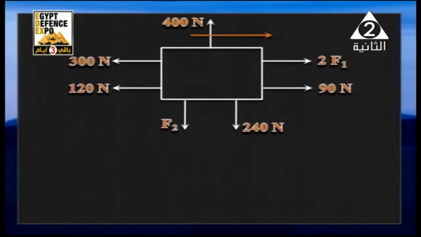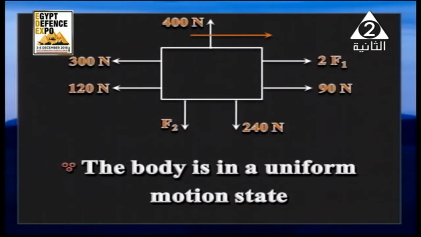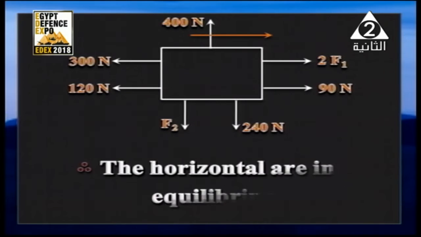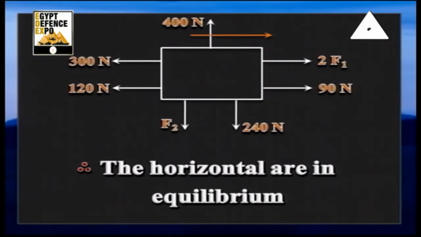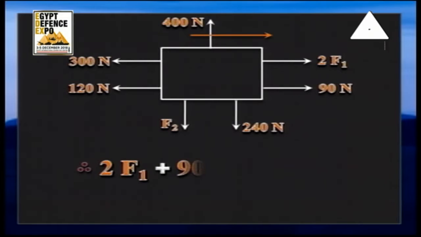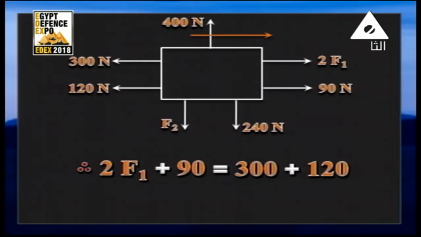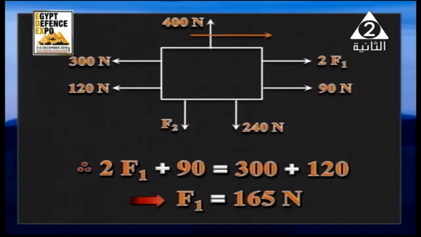Look at, my dear student. The body is in a uniform motion state. Uniform motion means the horizontal forces are in equilibrium. Thus we reduce that to F1 plus 90 equals 300 plus 120. Therefore, 2F1 plus 90 equals 300 plus 120. Therefore, the value of F1 equals 165 Newton.